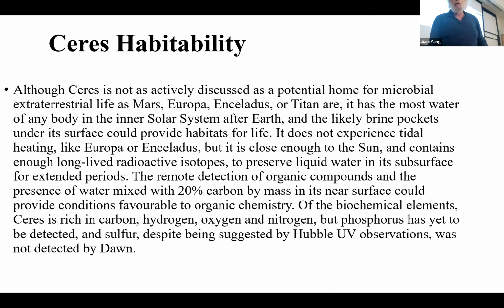The remote detection of organic molecules, compounds, and the presence of water mixed with 20% carbon by mass in its near surface could provide conditions favorable to organic chemistry. Of the biochemical elements, Ceres is rich in carbon, hydrogen, oxygen, and nitrogen, but phosphorus has yet to be detected, and sulfur, despite being suggested by Hubble UV observations, was not detected by Dawn.